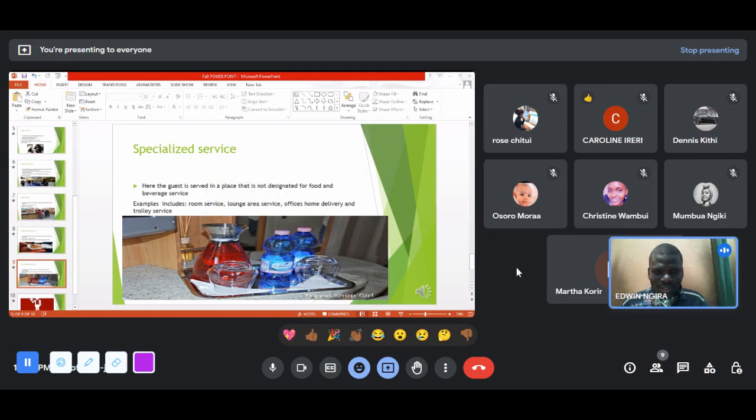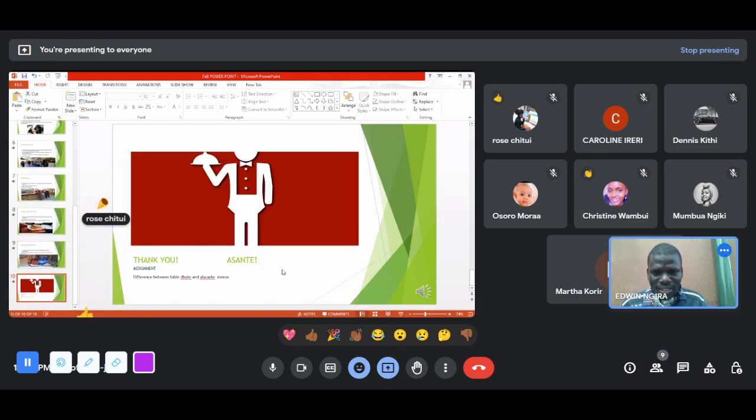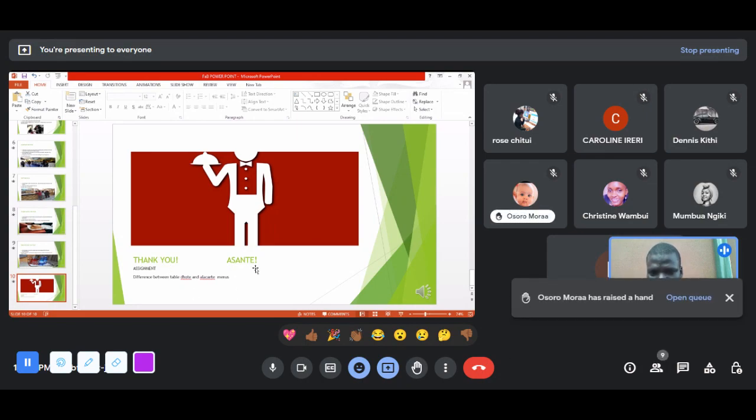Caro, thank you. So at this point, I would like us to wind up our class because there's no one with a question. Before we wind up, let me give you your assignment. Now in your groups, I would like you to look at the differences that exist between table d'hote and a la carte menus. By difference, you should look at it in a very extensive manner because that is a group assignment which we will collect in our next class. So up to there, thank you so much for attending today's class.